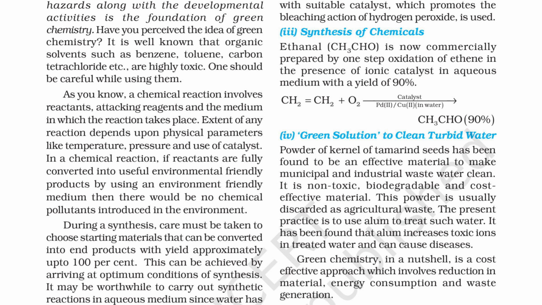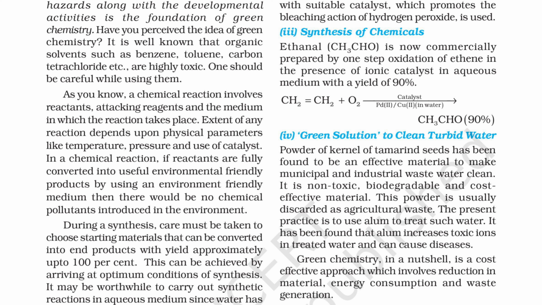3. Synthesis of chemicals. Ethanal, CH3CHO, is now commercially prepared by one-step oxidation of ethene in the presence of ionic catalyst in aqueous medium with a yield of 90%. Ethene plus oxygen in presence of catalyst palladium or copper gives ethanal. 4. Green solution to clean turbid water.